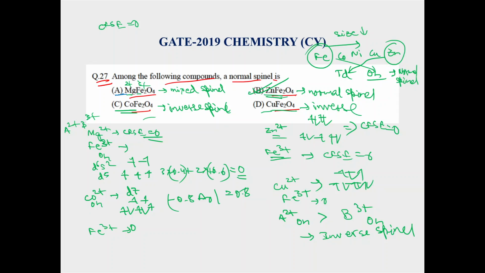Finding inverse and normal spinel by CFSE values is very simple. For normal, this one is ZnFe2O4. This is a very common example. I have seen it in many question papers, and it is a normal spinel. One more among these is MnFe2O4. Since you asked, this is also an example of mixed spinel. Most of the places I have seen these two given in the options, and these are mixed spinel.